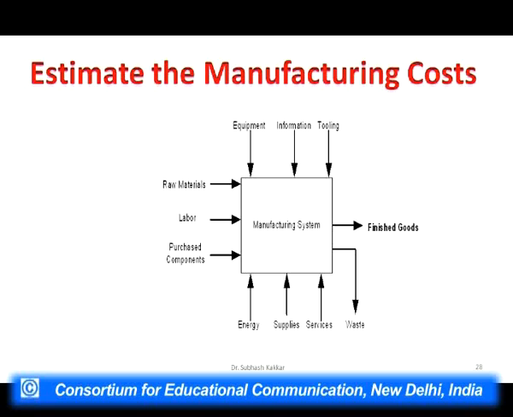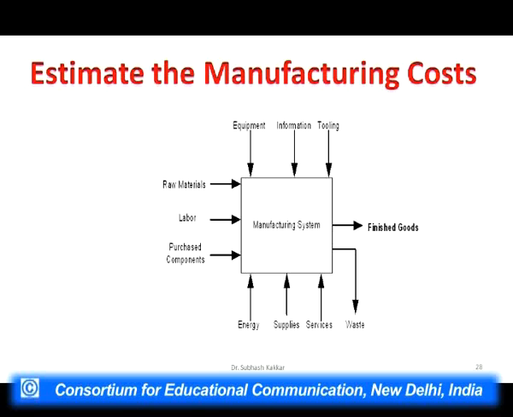Of course, we want that waste generation must be minimum, and the finished product should be a quality product so that it is accepted by the customer. As far as the inputs are concerned, at the top we have shown equipment, information and tooling. Equipment required to manufacture the product, information regarding the processes and how to use the equipment, and the tooling required to operate the machines and the equipment. All these are the inputs as far as the machinery is concerned.